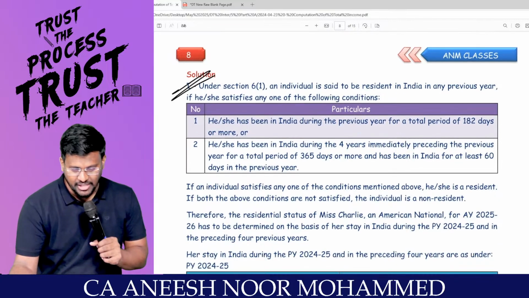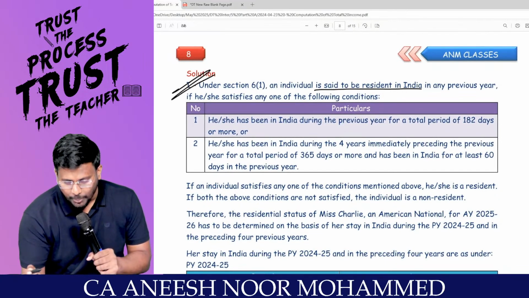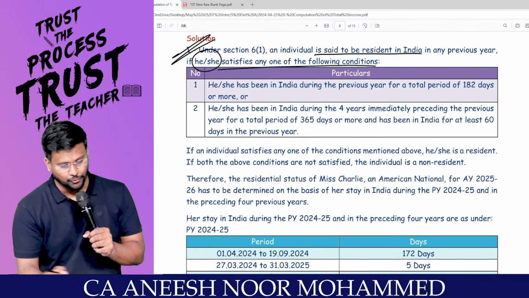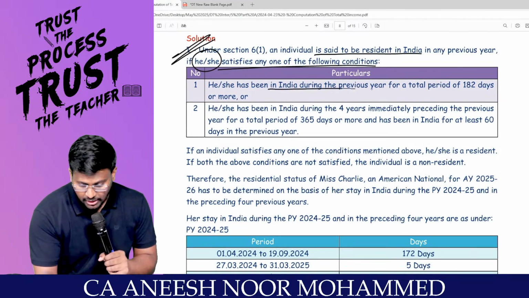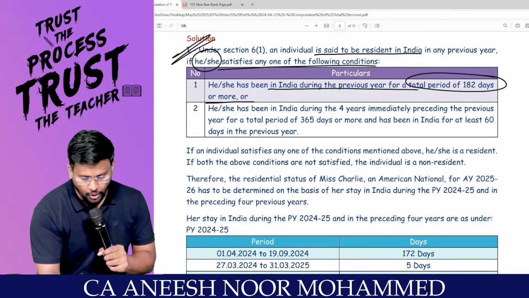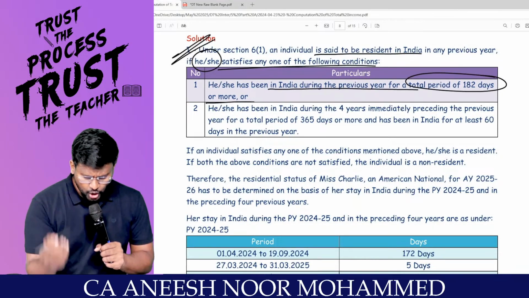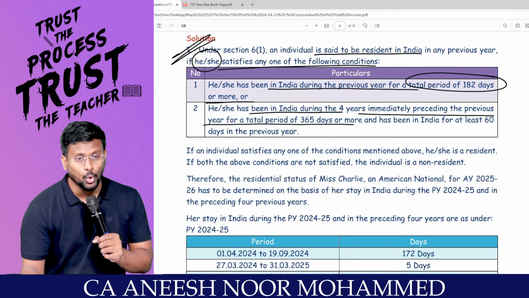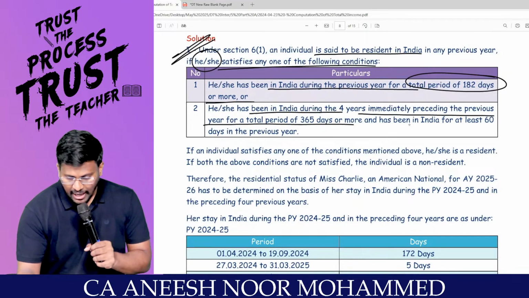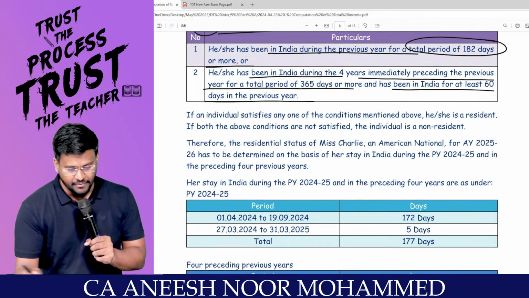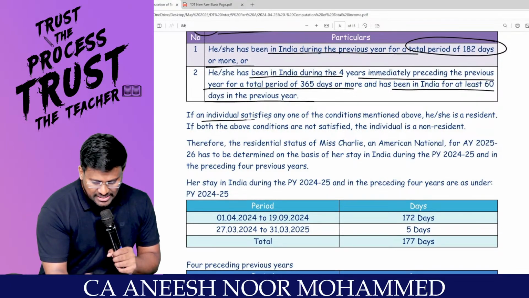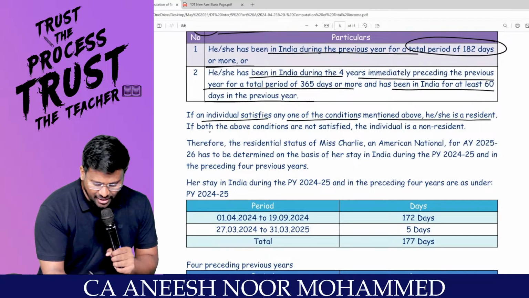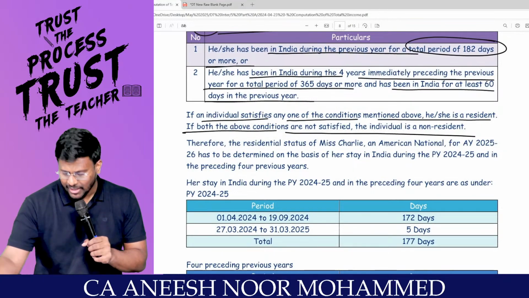Section 6 subsection 1. An individual is said to be resident in India in any previous year if he or she satisfies any one of the following conditions. He or she has been in India during the previous year for a total period of how many days or more? Or he or she has been in India during the 4 years immediately preceding the previous year for a total period of 365 days or more and has been in India for at least 60 days in the previous year. Comfortable? If an individual satisfies any one of the conditions mentioned above, he or she should be treated as a resident. If both the above conditions are not satisfied, the individual is a non-resident.